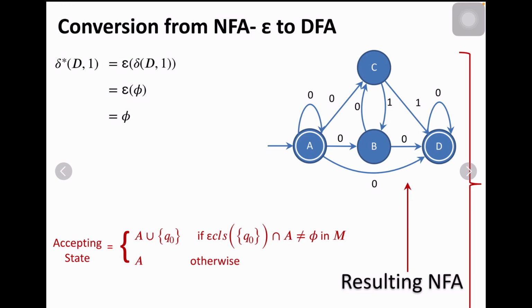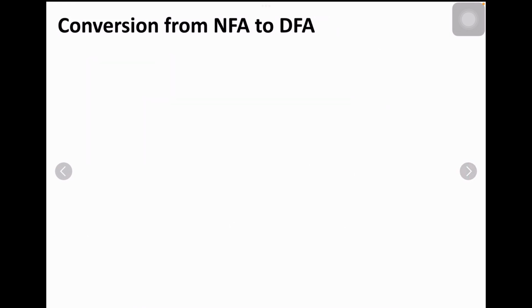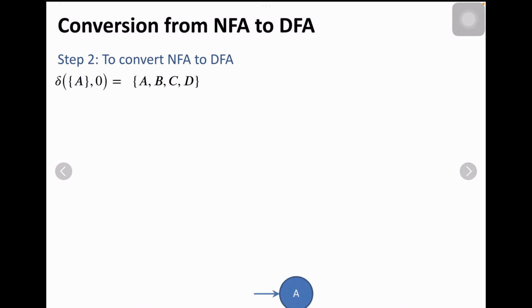Step 1 is over. So this way you can convert from epsilon-NFA to NFA. Let us move to the next step, conversion from NFA to DFA, step 2. Already there is a transition diagram. Delta of A comma 0, you have already seen in the previous slide. So A on 0 goes to A, B, C, D.